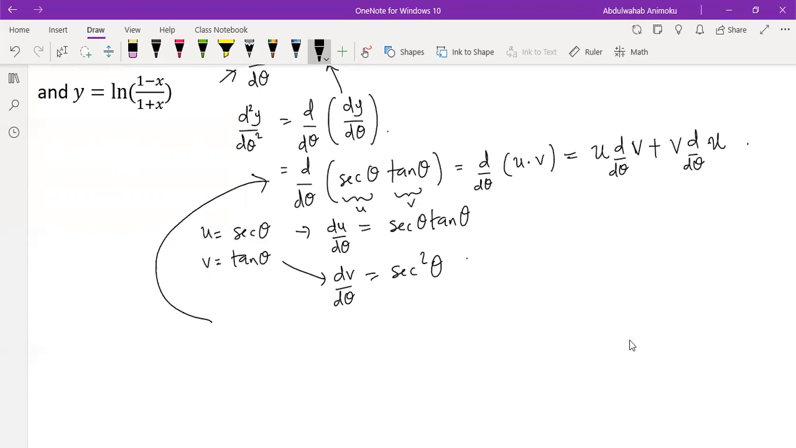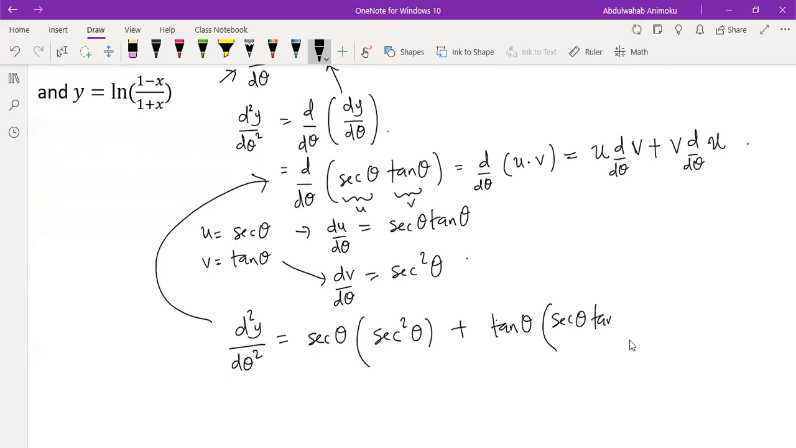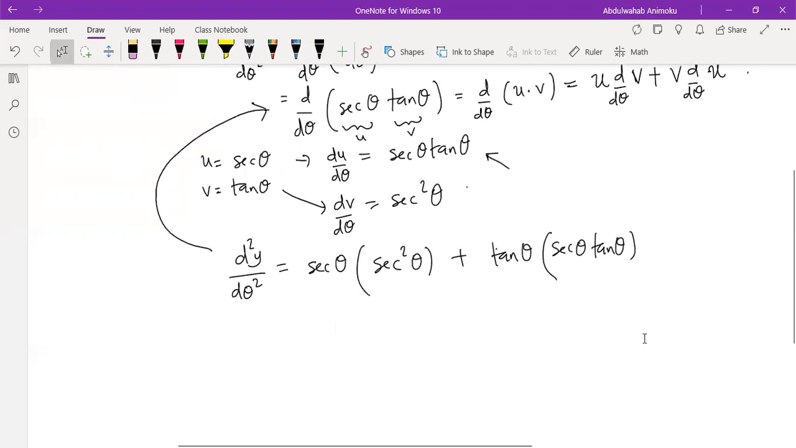Now that we have this, let's bring it back to this level. The second derivative with respect to theta is going to give us, remember, u dv plus v du. What is u? Don't forget, u is secant theta, times dv, which is secant square theta, plus v, which is tan theta, multiplied by the derivative of u with respect to theta, which is secant theta tan theta. Don't forget, this is your du d theta. Now we need to simplify and finish the problem. This gives us secant cube theta plus tan square theta multiplied by secant theta.